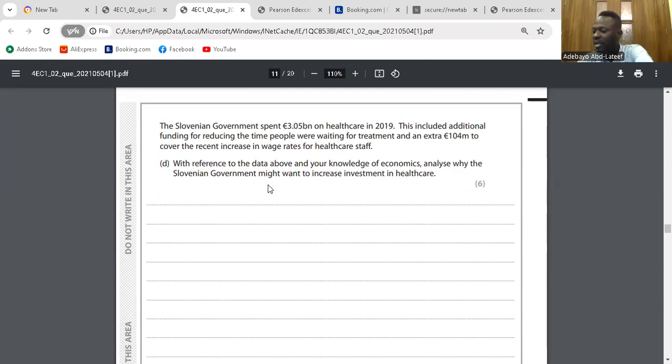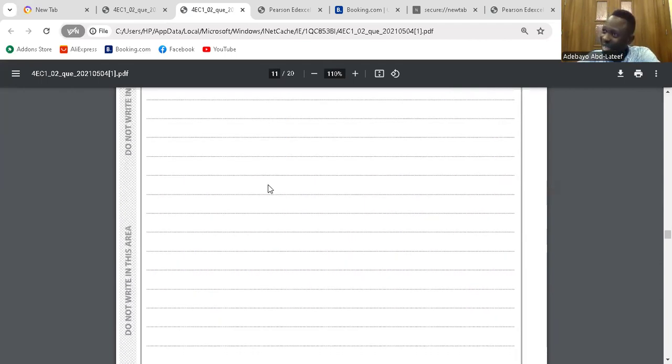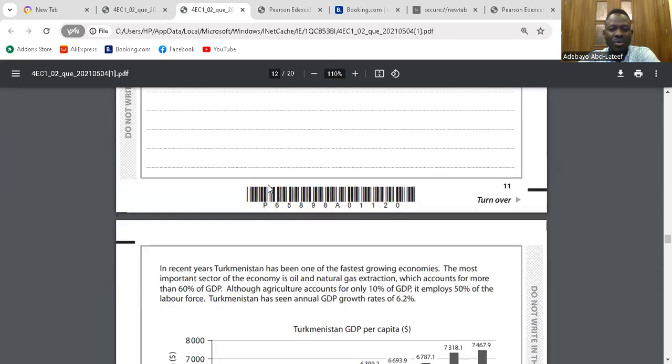Clear? Investment in healthcare will also increase employment opportunities in the health sector for doctors, nurses, and those who could work in the sector. Income level in Slovenia might increase as a result. Is it clear? Yeah. Any question about that? No, okay. So we go to question E. Are they clear, please? No, they are clear. Okay. We go to question E.